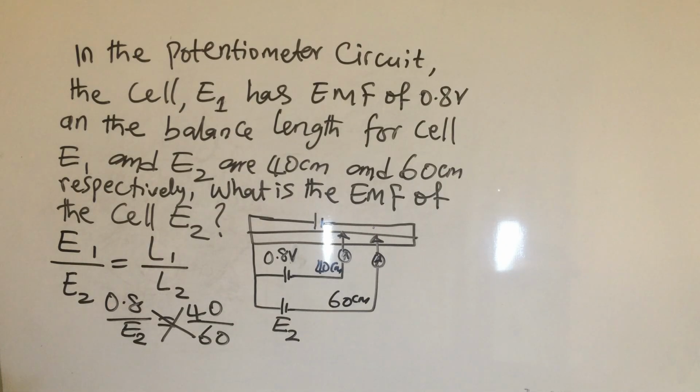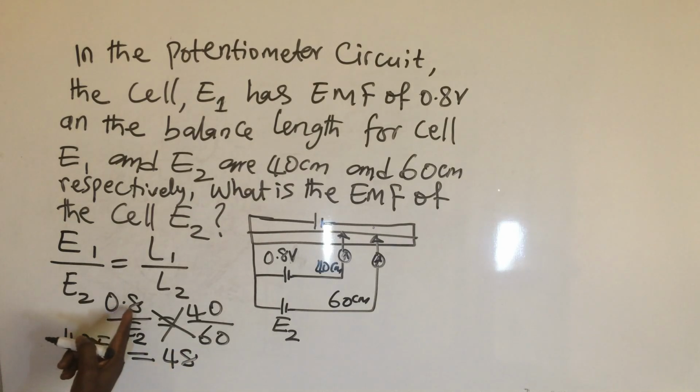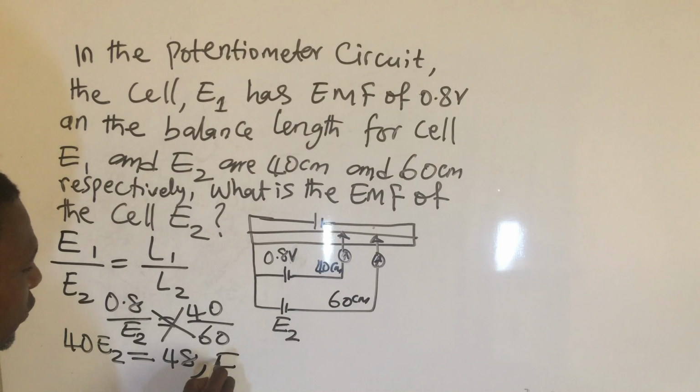Now, 40 times E2 will give us 40 E2, which is the volt of the EMF we are looking for, equals to 0.8 times 60. 0.8 times 60 will give us what? It will give us 48, okay? Taking E2 subject of formula, we now have E2.